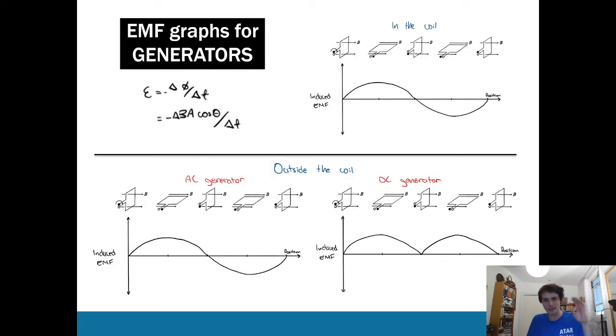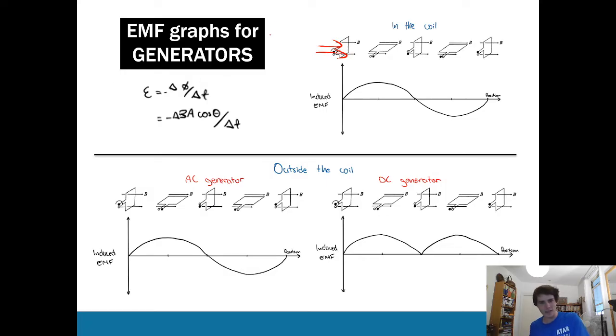Okay, talking of EMF, let's quickly see what's going on with EMF. These are some graphs just to show you what's actually going on with the EMF passing through the coil. Inside the coil, we've got an EMF that looks exactly like this, right? Initially, we might have a large amount of magnetic field passing through our coil, and then as the coil rotates, it goes flat so that there's not as much flux passing through the coil.